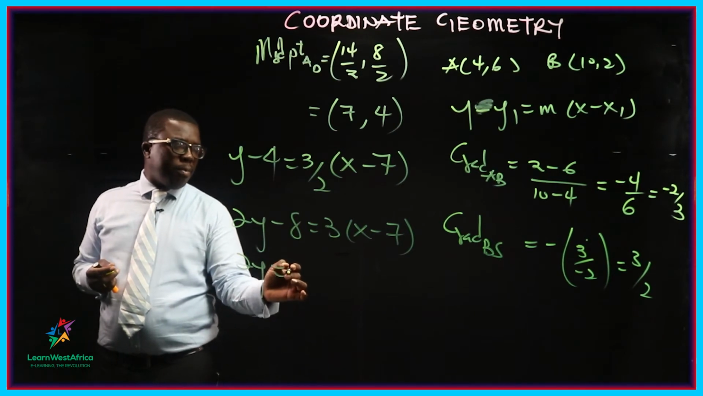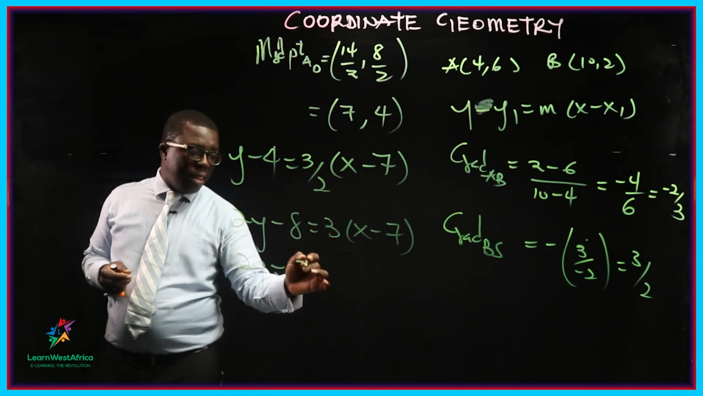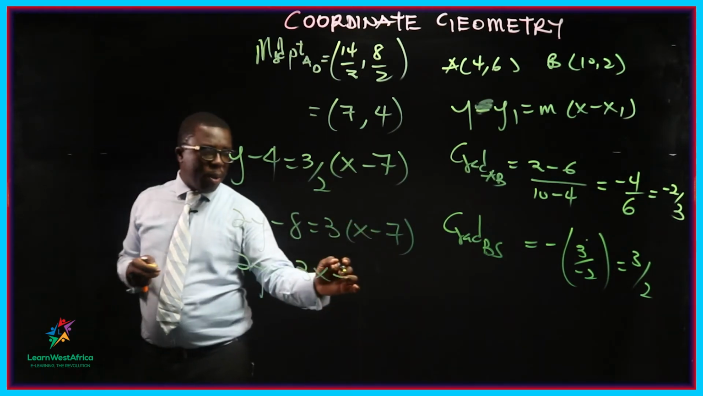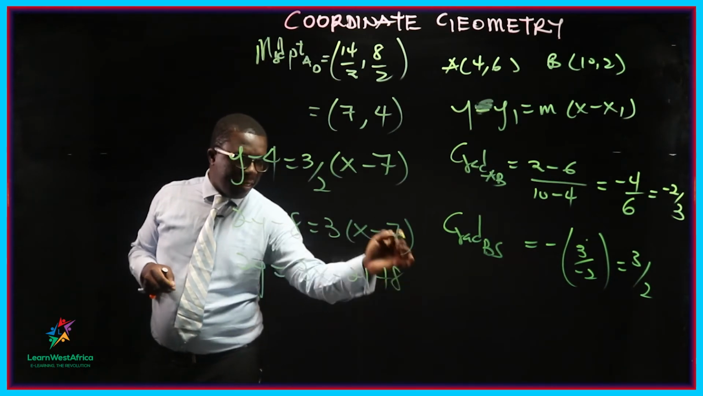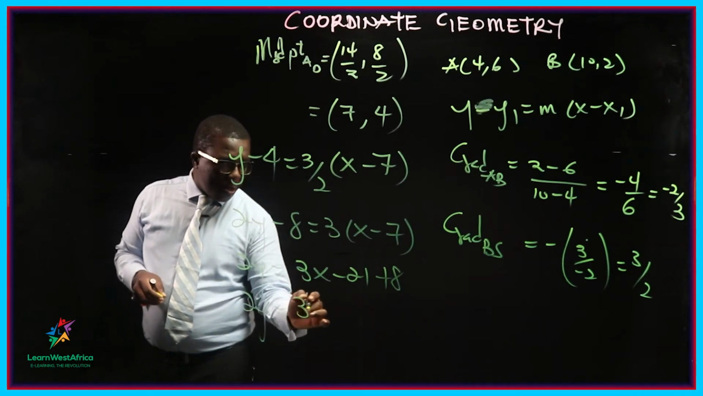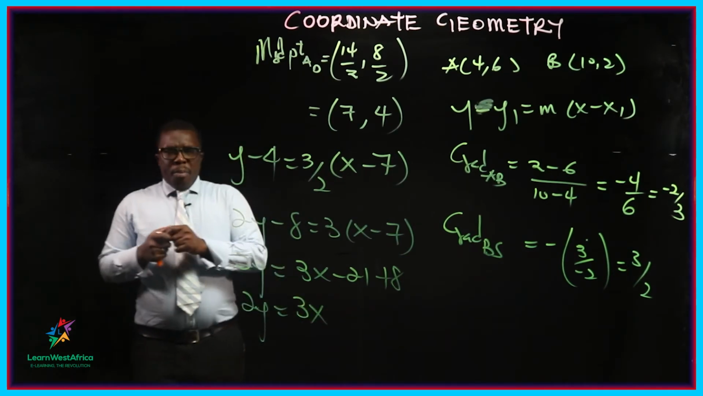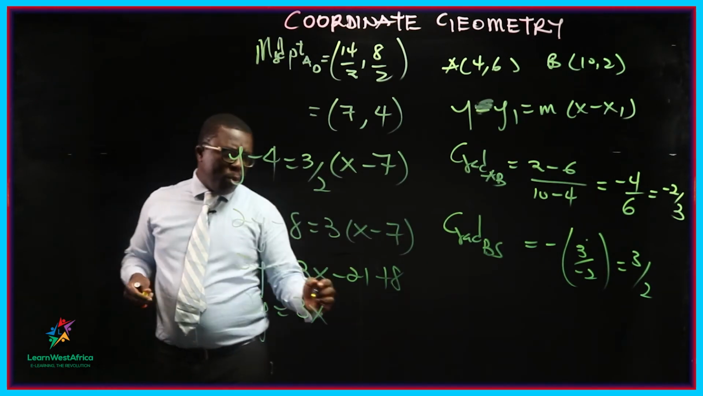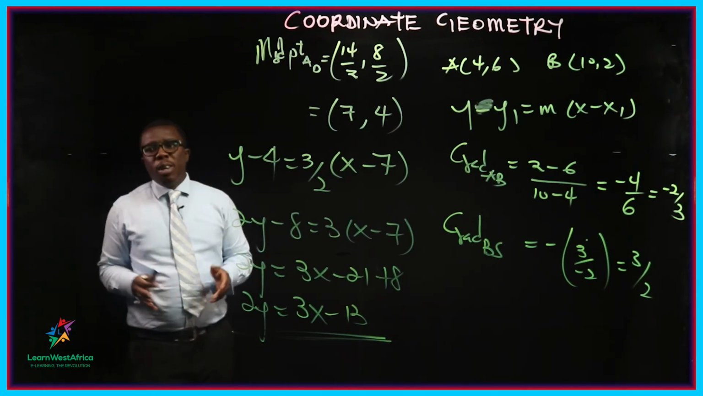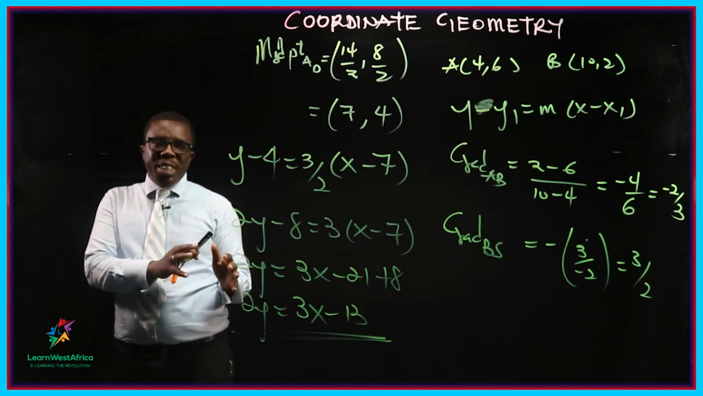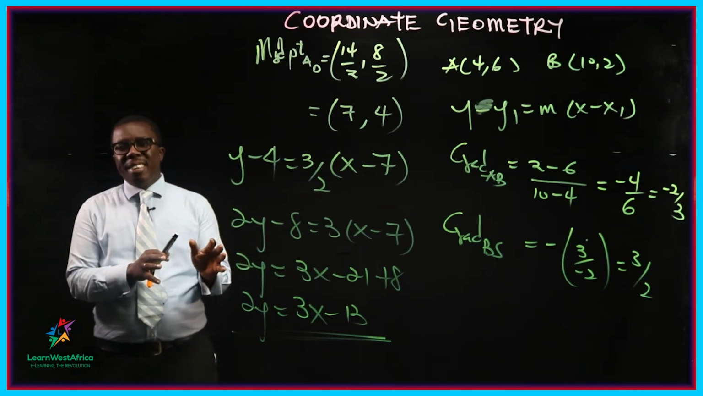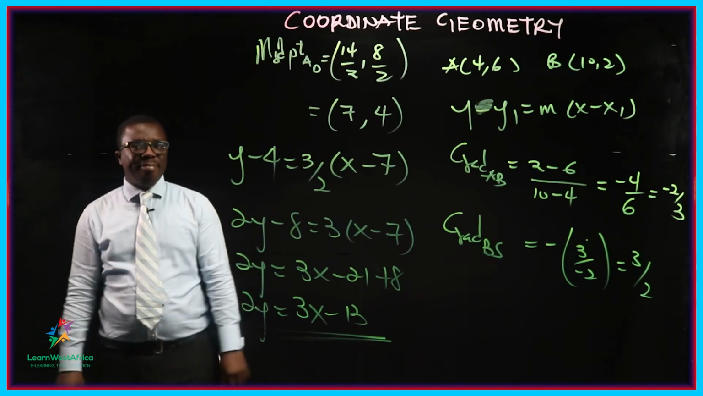2y is equal to 3x minus, what is 3 times 7? 21, right? Then plus 8. So our 2y is going to give us 3x minus 21 plus 8, which will give you minus 13. So 2y equals 3x minus 13. This is the equation of the perpendicular bisector to the points AB. That is the I part. Hope you are clear.